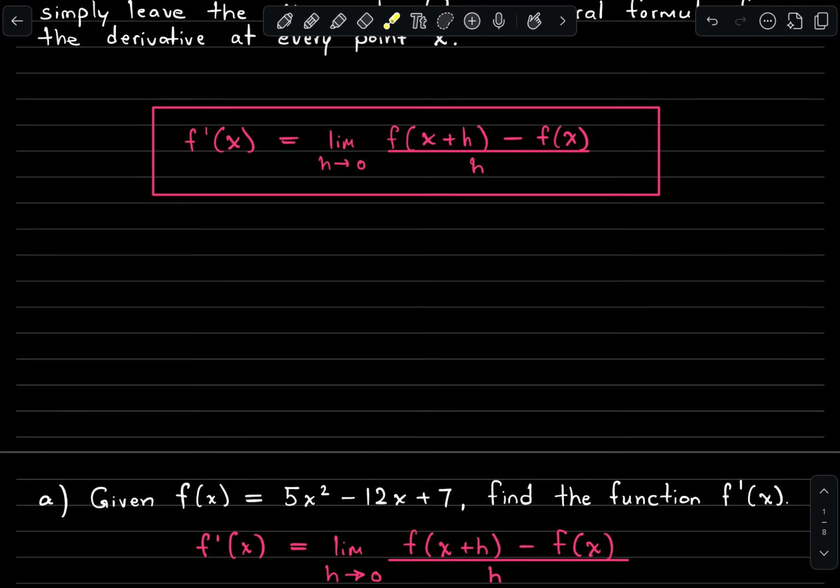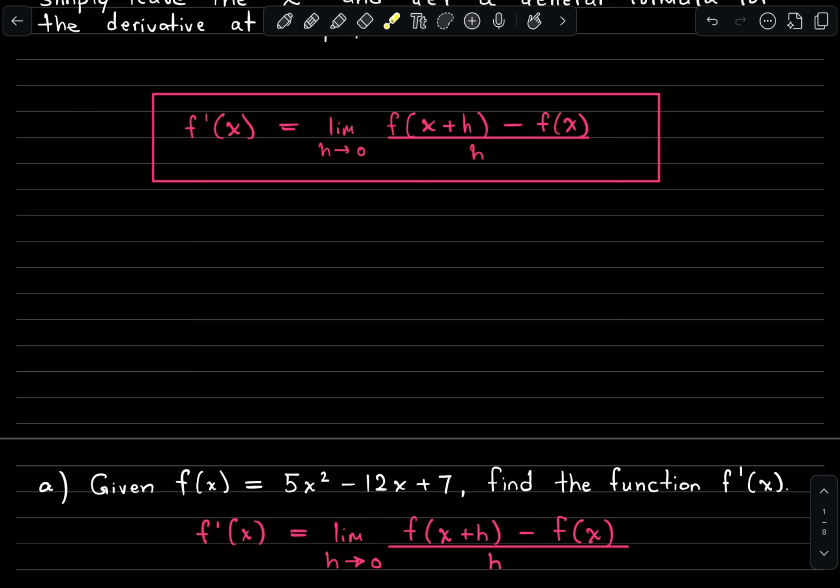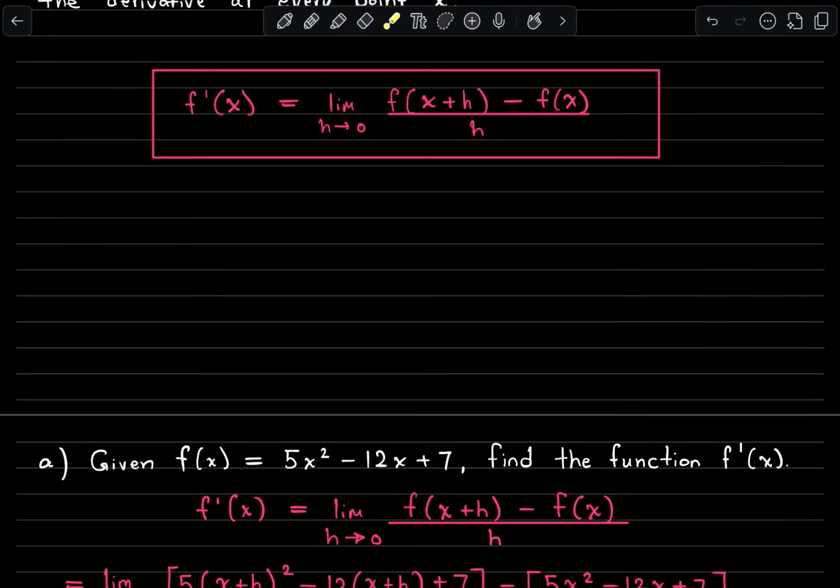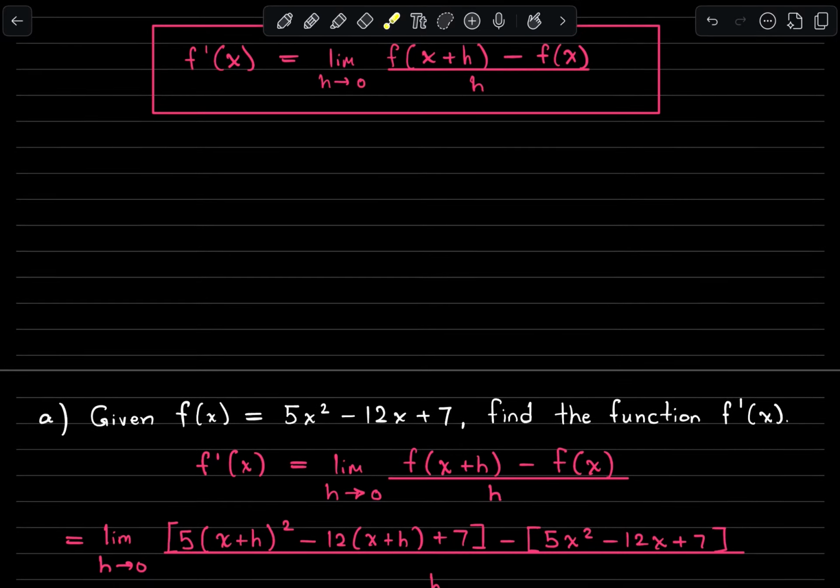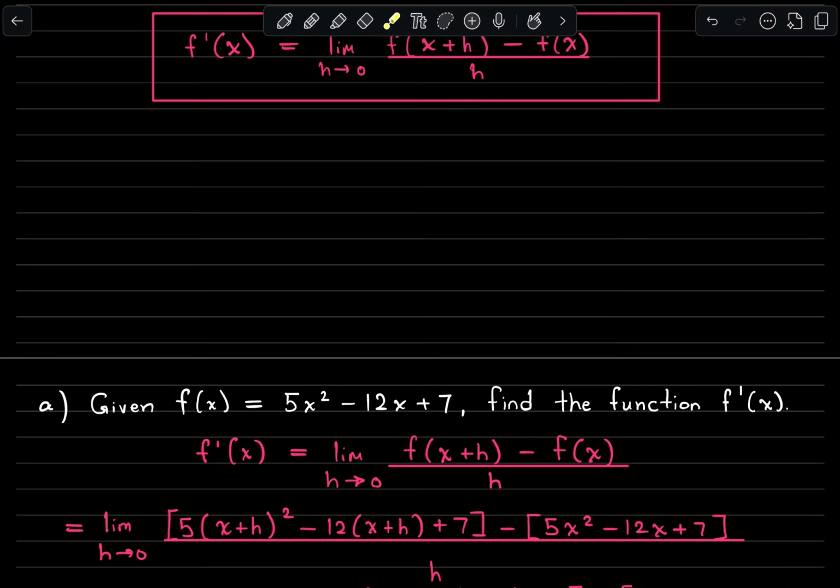Okay, so let's look at an example. Given f of x is equal to 5x squared minus 12x plus 7, find the function f prime of x. So we're going to start with our general form of the limit definition of the derivative. And then we're going to substitute in f of x plus h, which is going to have an x plus h everywhere the original had an x. And then, of course, f of x, where we're just copying the original function in.